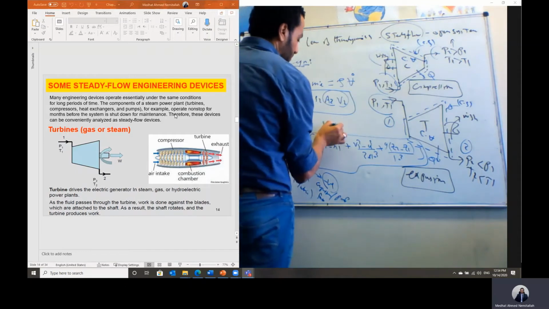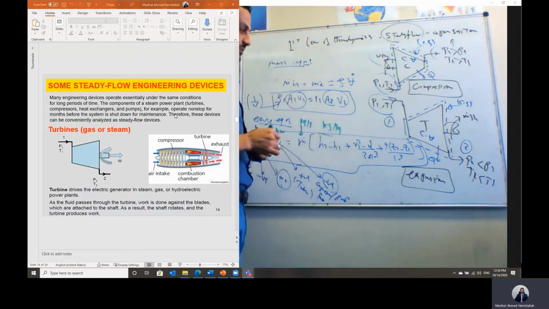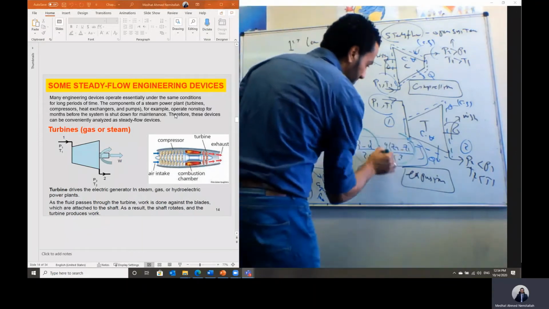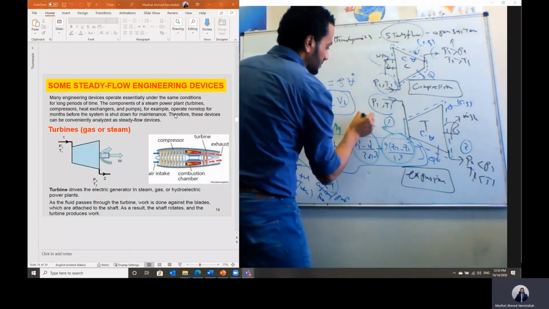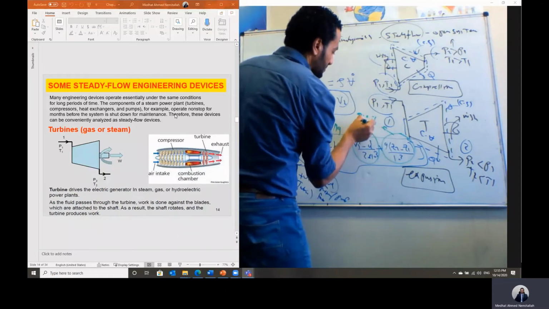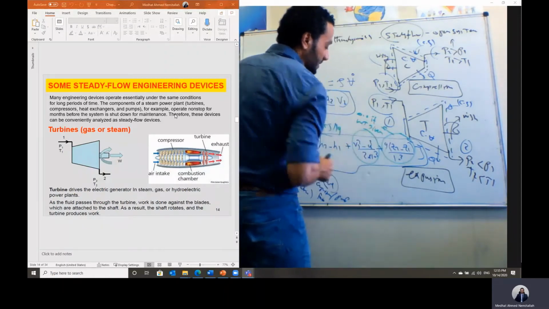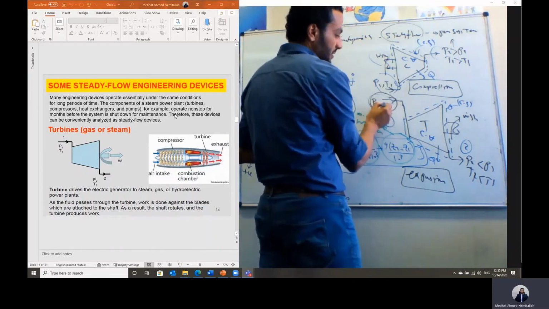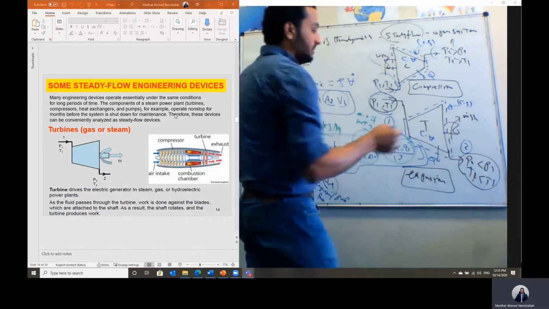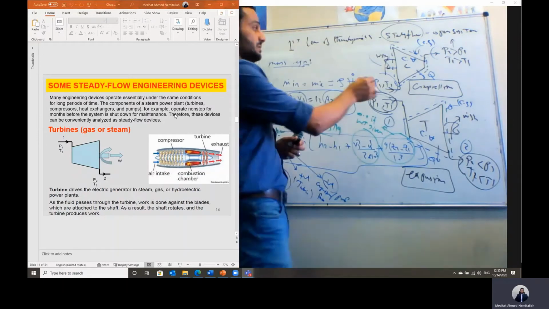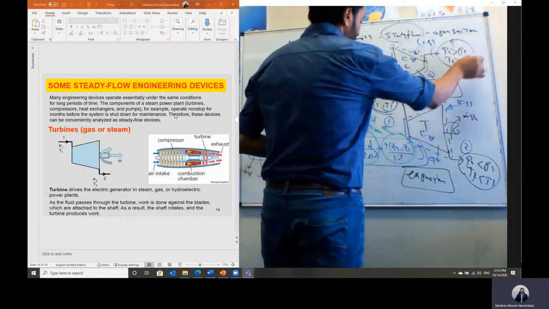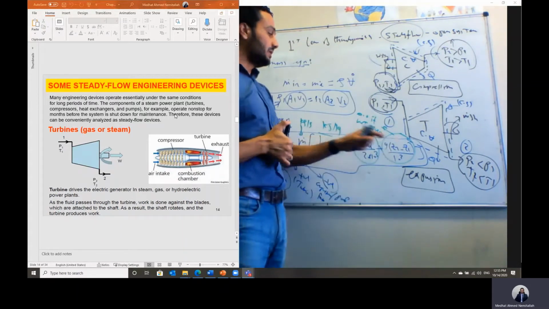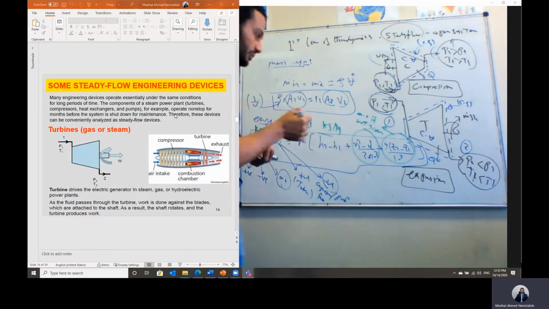And that should be kilojoule per kilogram from the figures. This term will be 0 if not given. So if he didn't give you the change of elevation, the difference in elevation between the inlet section and the outlet section, then in this case we can just neglect this term. And in most cases this term will be neglected if not given.